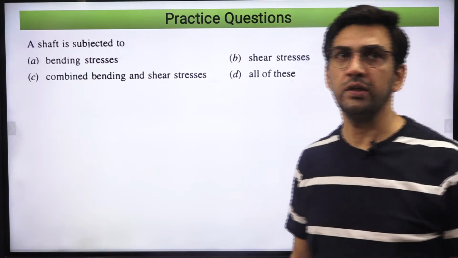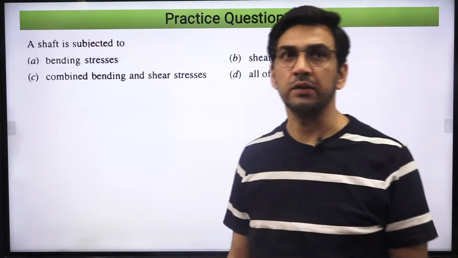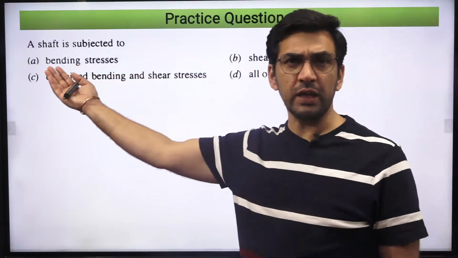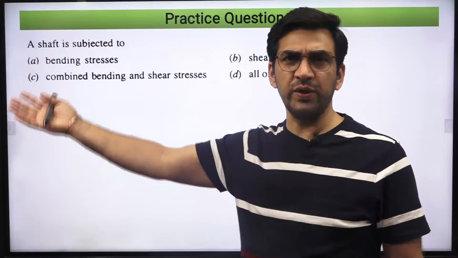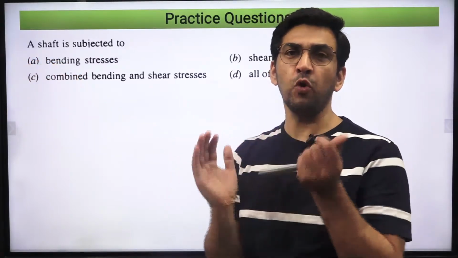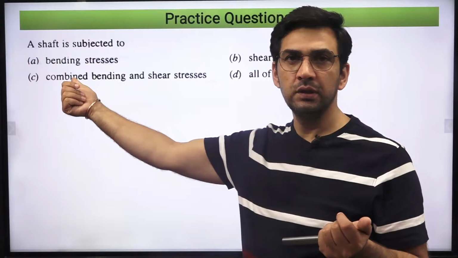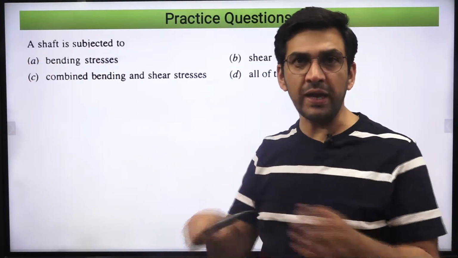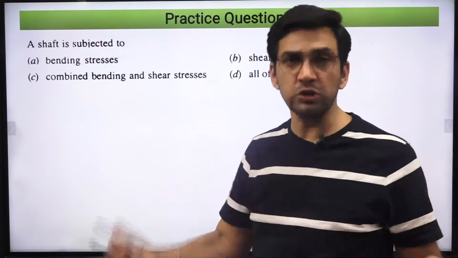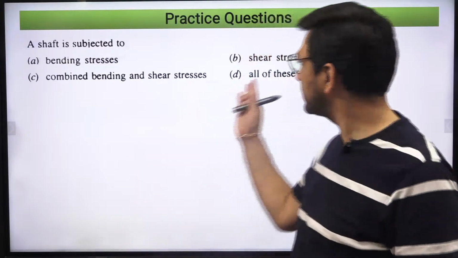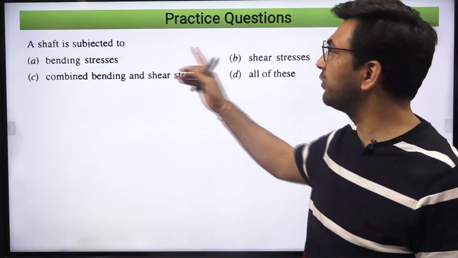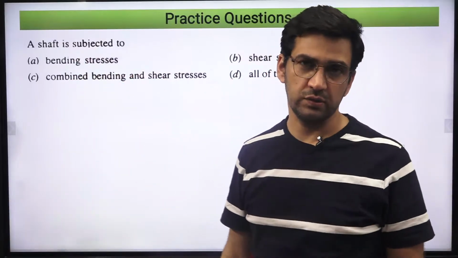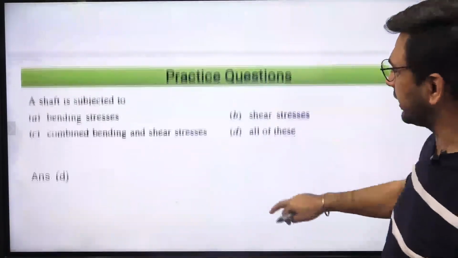Okay, so I think all of you are on the right path. That means it can be subjected to any of these stresses. It will depend upon the type of loading. He has not given you the loading. If I am applying pure bending, then only bending. If I am applying pure torsion, then shear. If I am applying bending as well as torsion, which is the situation in most cases, then obviously all of them. So depending upon what kind of load I am applying, the shaft can be subjected to any of these stresses. So it means D is going to be the correct option.